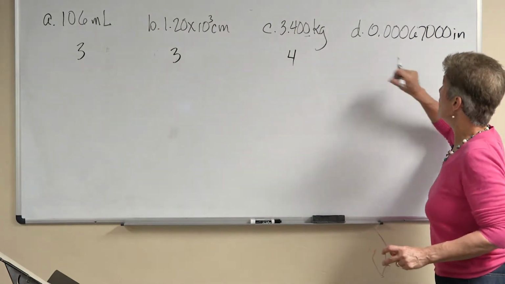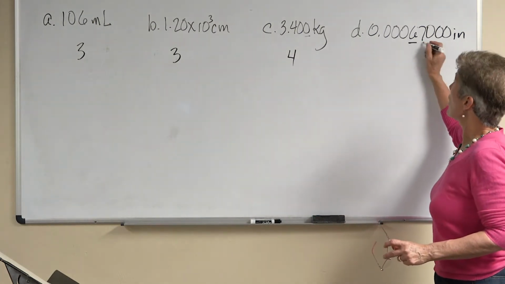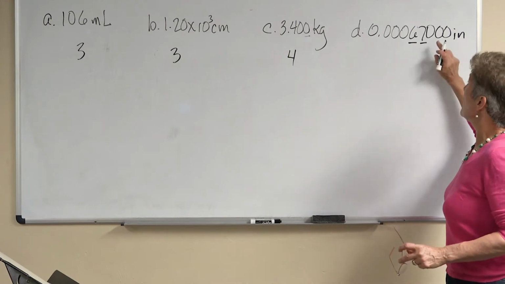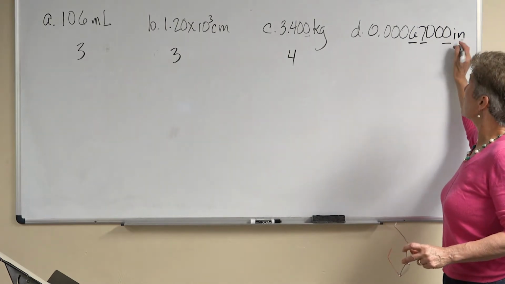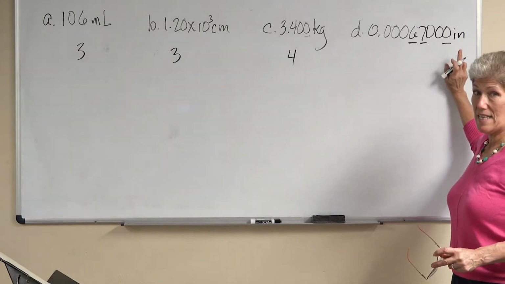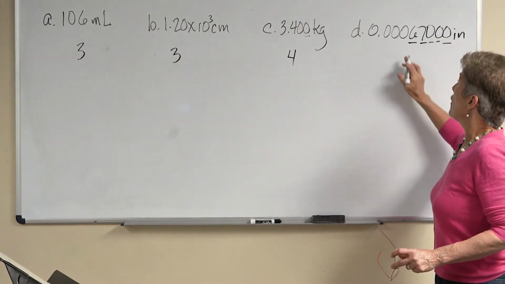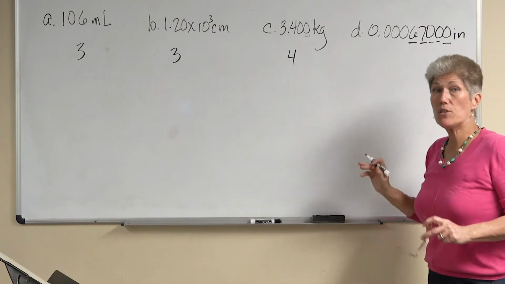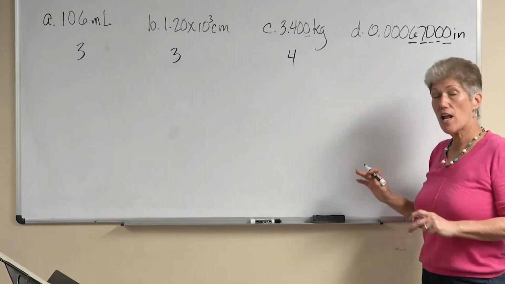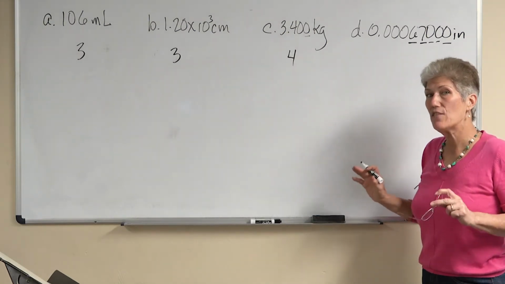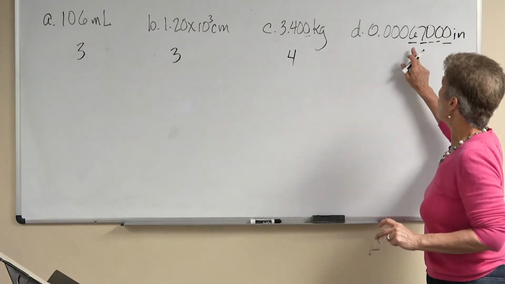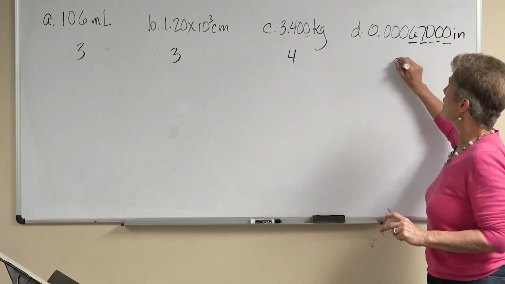And then this one, these two are obviously significant. These zeros, this 0 is at the end of the number to the right of the decimal, making it significant. So these zeros are also significant. These are not. They are not between two significant figures. They are not to the right of the decimal at the end of the number, which it has to be both. And therefore, there are 5 significant figures here.